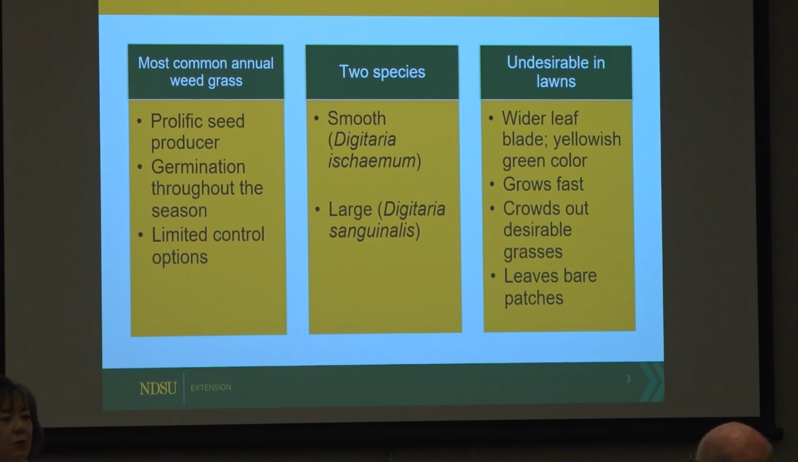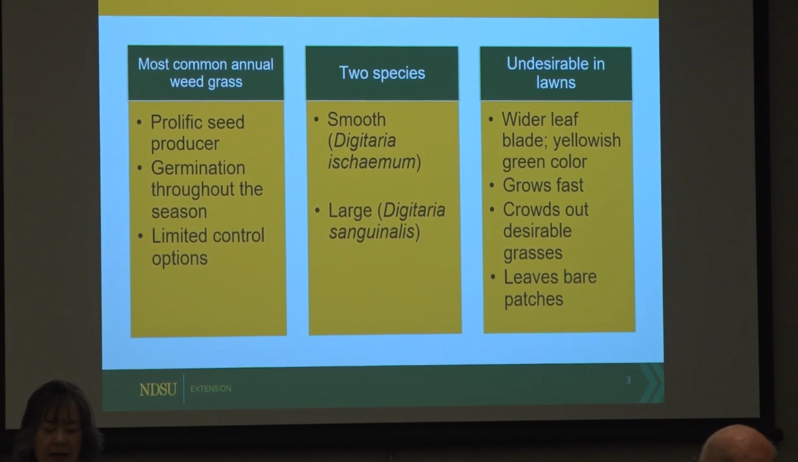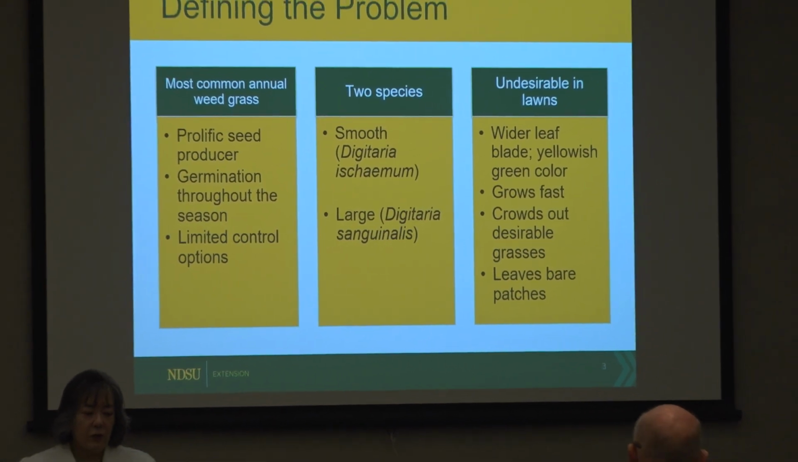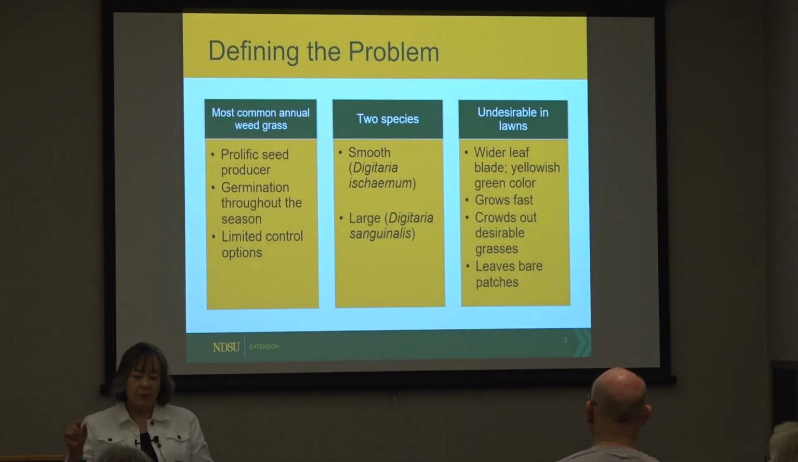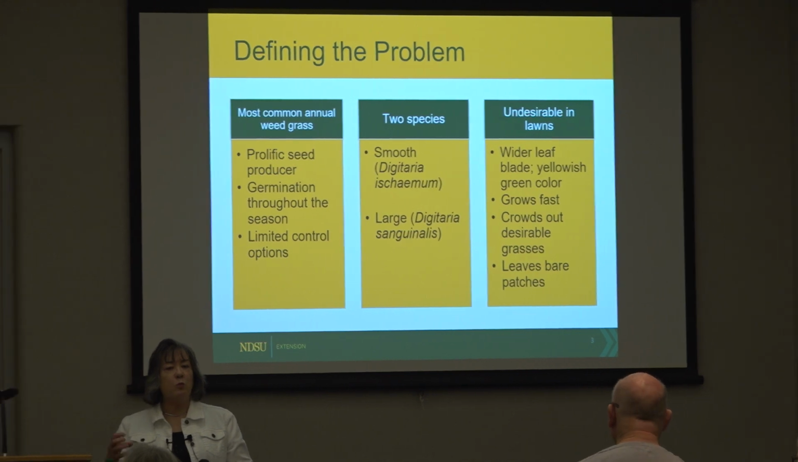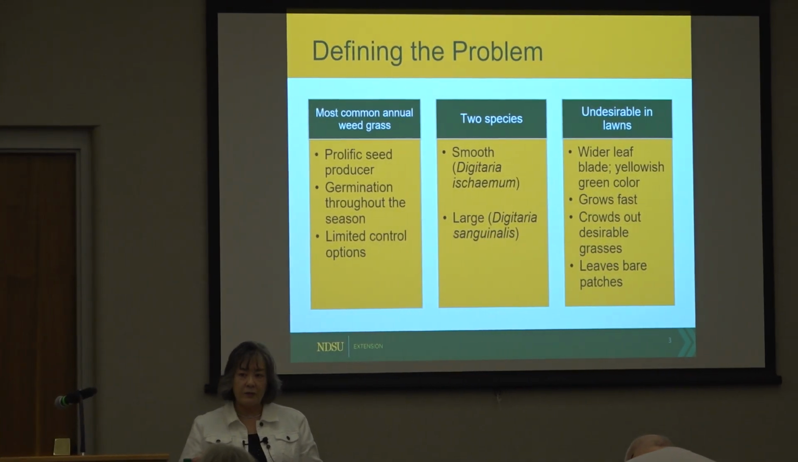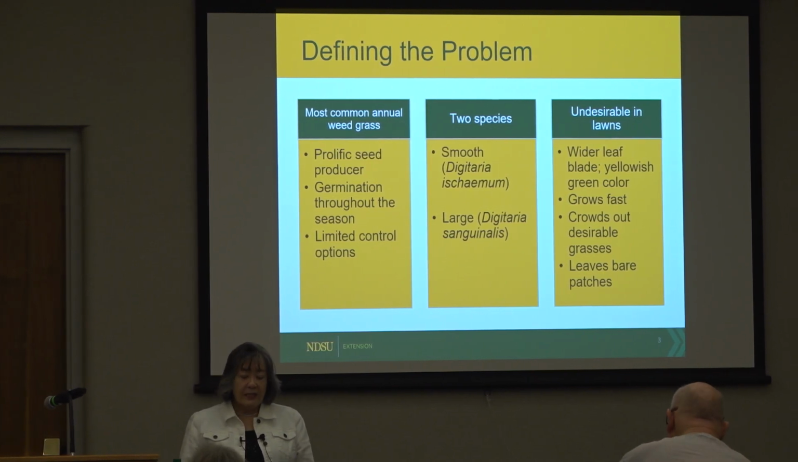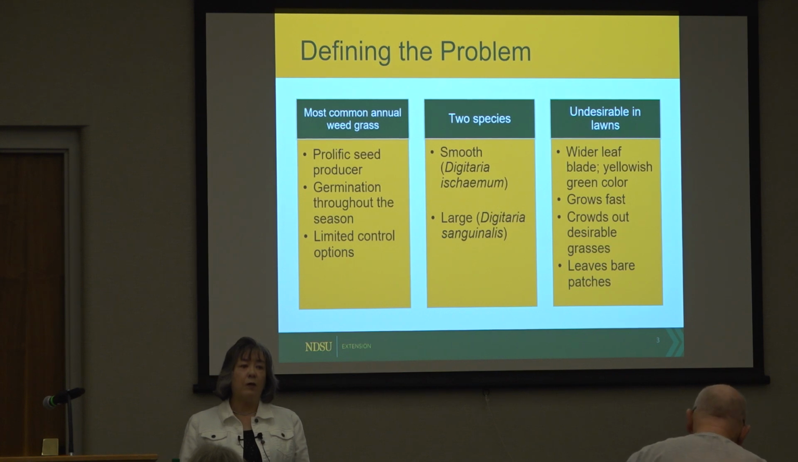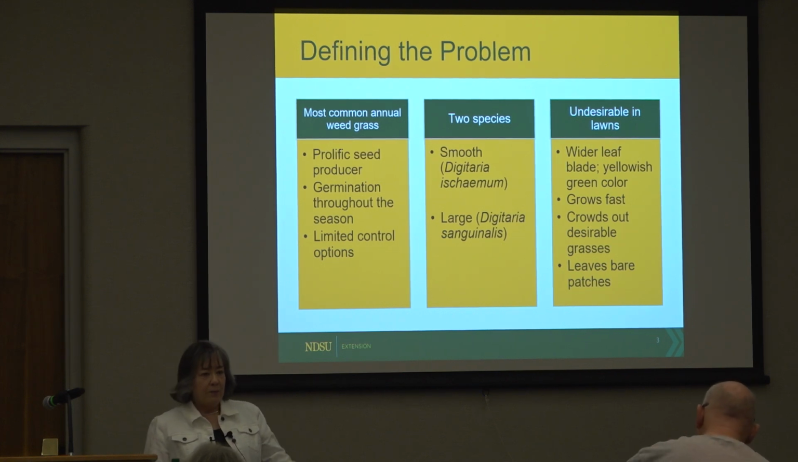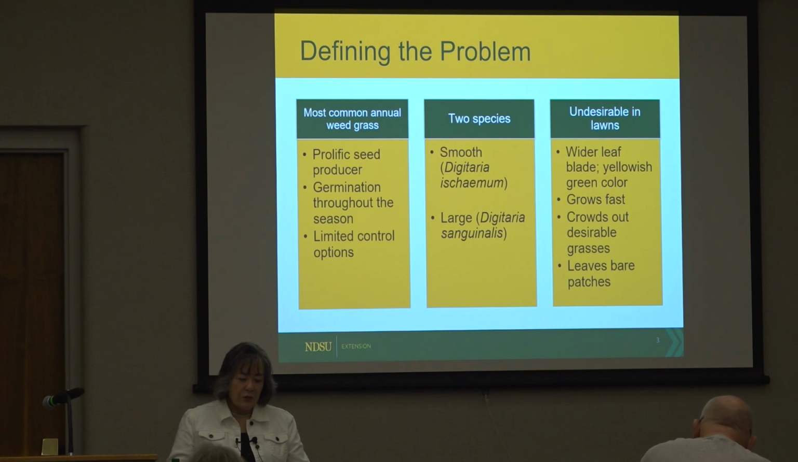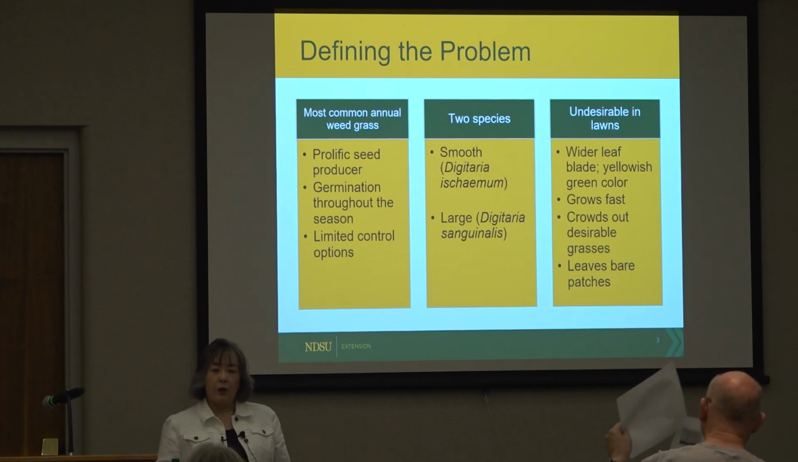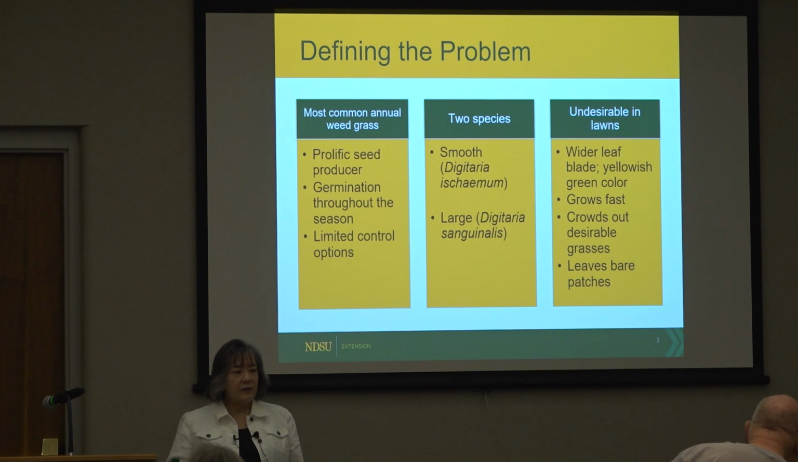So why is this such a problem? The reason is that it really sticks out like a sore thumb in our lawns. In comparison to our Kentucky bluegrass and our fine fescues, crabgrass has a much wider leaf blade. It's also a little bit different color. It's more yellowish than the dark green of our lawns. So it really stands out. It grows very fast and vigorously, and it can crowd out our desirable turf grasses. With it being an annual, when it dies out, it'll also leave bare patches in the lawn where other weed seeds can germinate.